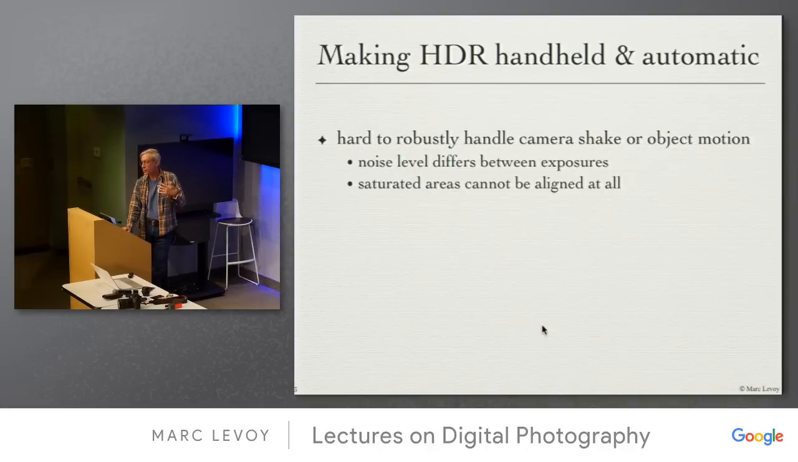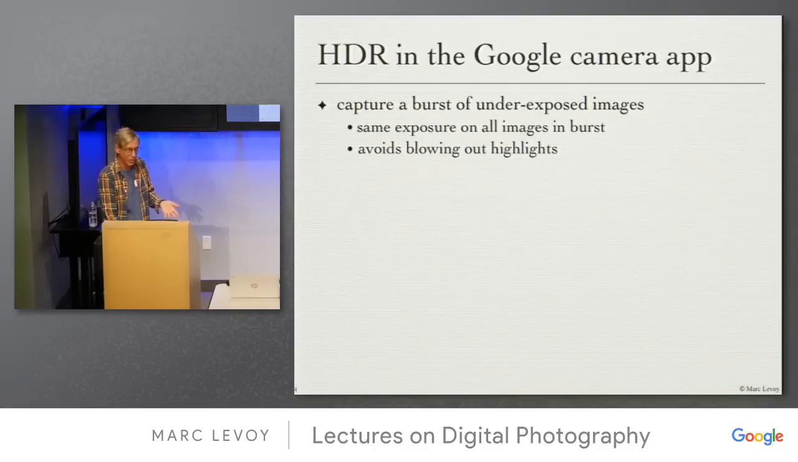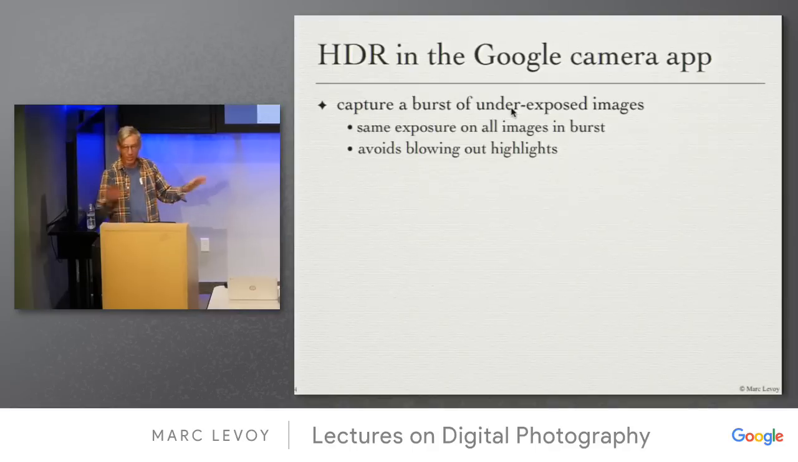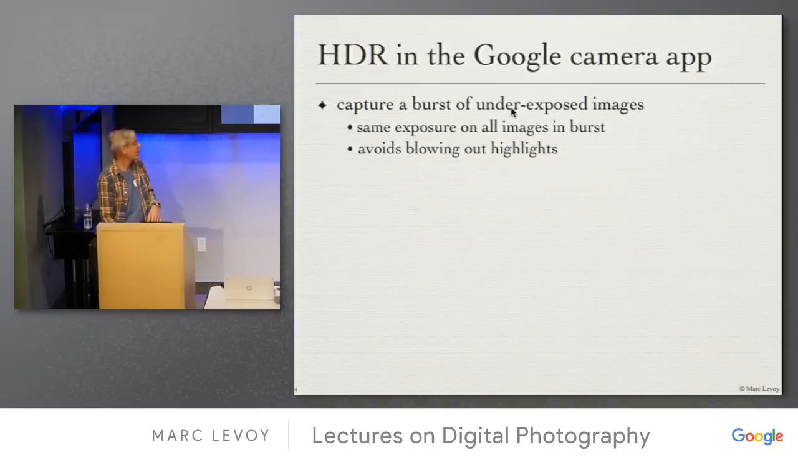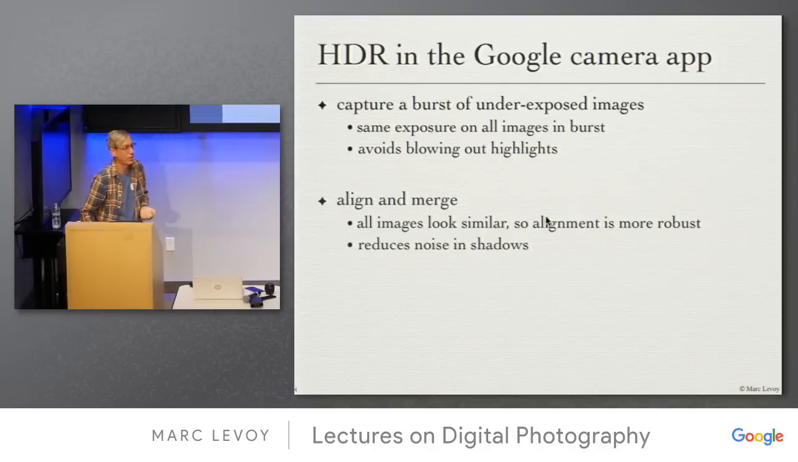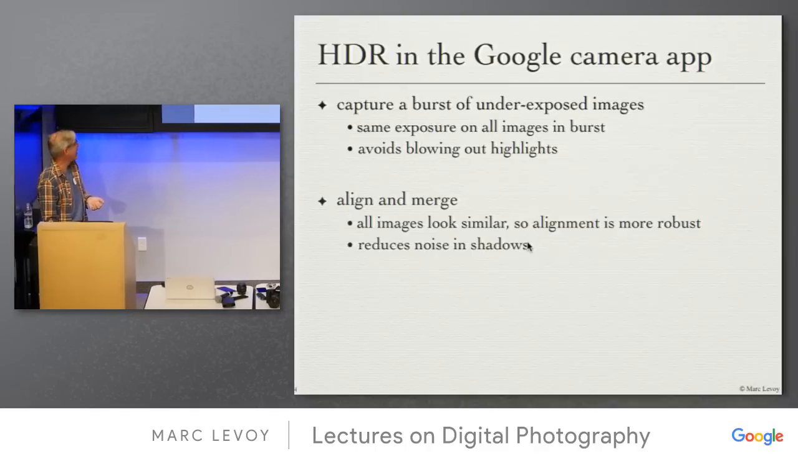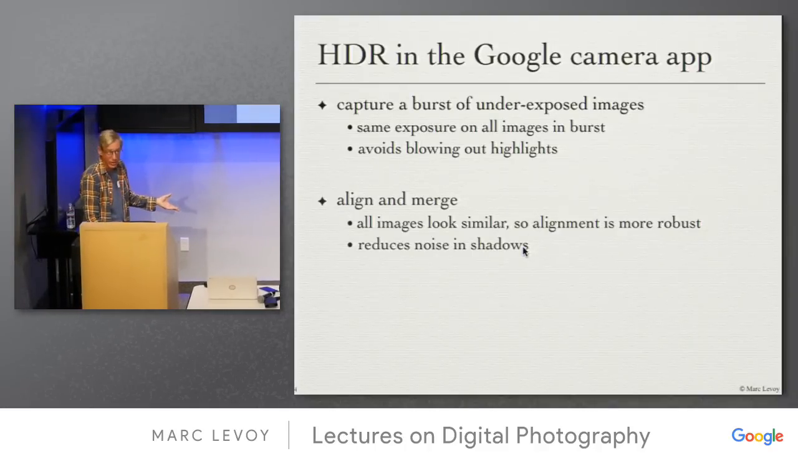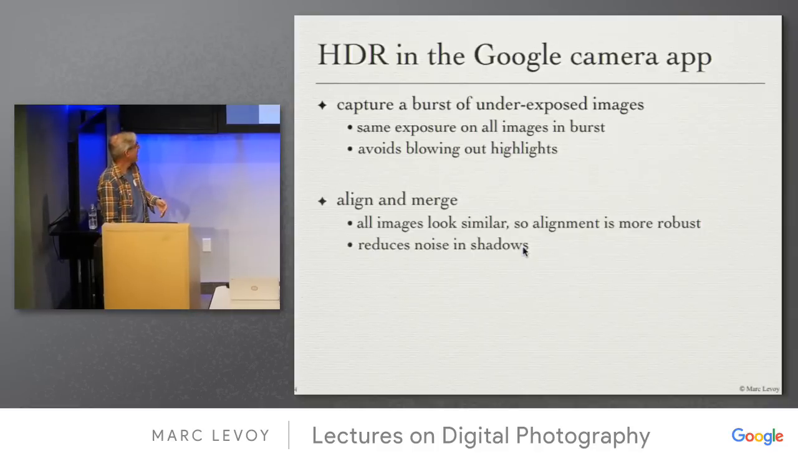And so in the Google Camera app, the HDR Plus mode does this same thing, but a different way. Instead, we capture a burst of underexposed images, the same exposure for every frame. It's completely non-obvious. We're not bracketing. But by underexposing, we avoid blowing out the highlights. And by taking the same exposure, the alignment is much more robust, so you don't see ghosts on HDR Plus images. By aligning and averaging multiple images, as I already described, it reduces noise in the shadows. So you've avoided blowing out highlights and you've avoided excessive noise in the shadows.